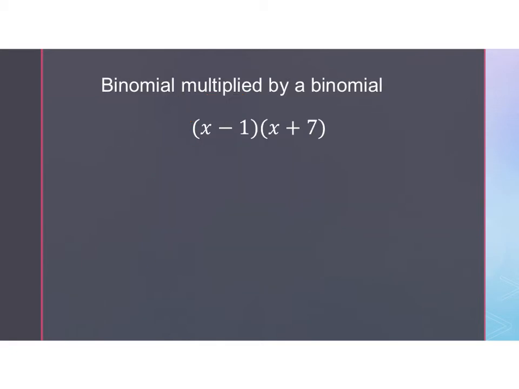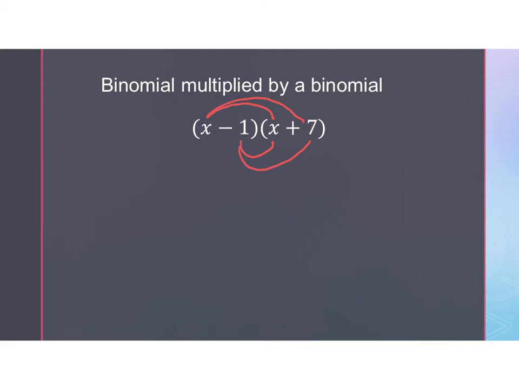Now when we have a binomial times a binomial, so we have 2 terms times 2 terms, we're going to distribute again, but we're going to have to distribute this first term to both of them. And then we're going to have to distribute this term to both of them. Sometimes people call this FOIL, since it's first, outside, inside, last. Or sometimes we just say we'll distribute both terms.